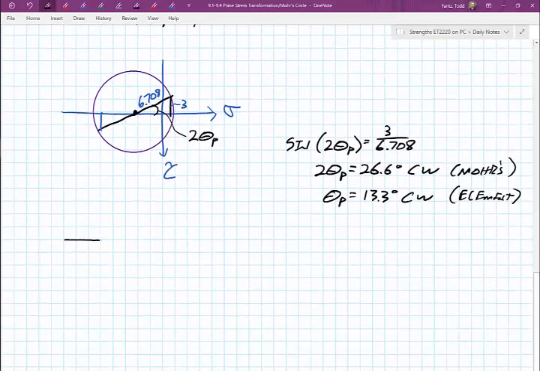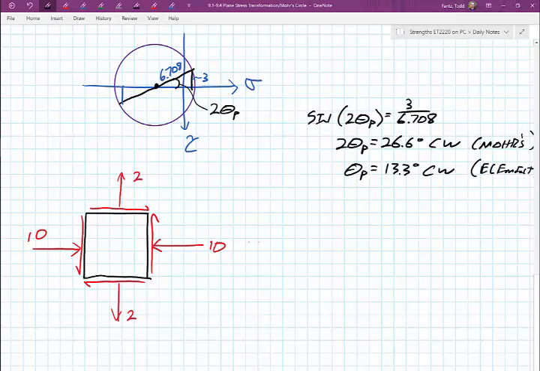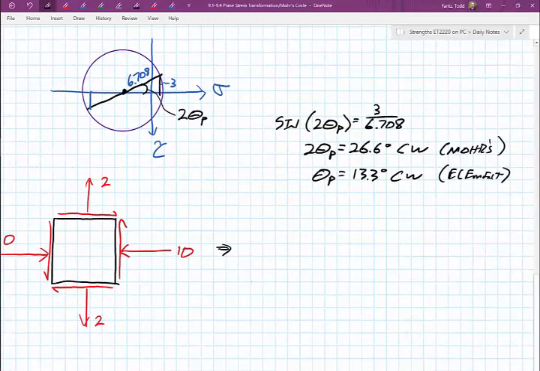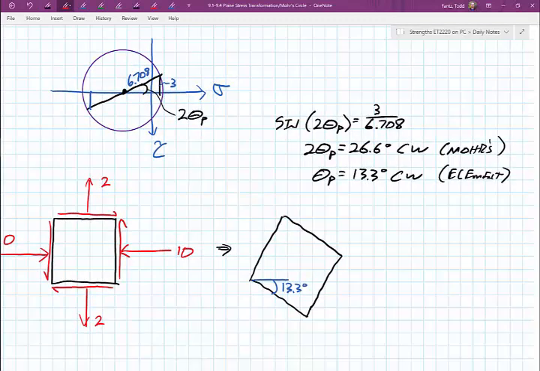So if we look at what that actually means for our element, this is the way our element started. And we are going to rotate it 13.3 degrees clockwise. I guess something looks like this. Now once I rotate it, I want to know what my actual stresses are. So I want to know what my stresses are at this location on Mohr circle right there. Well, I can see shear stress is 0. There is no more shear stress. I've rotated to a point where I only have those stresses, those 2 points.